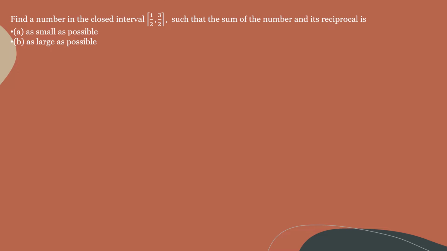So here is the question: find a number in the closed interval such that the sum of the number and its reciprocal is as small as possible or as large as possible. So let's see how to solve such kind of questions.